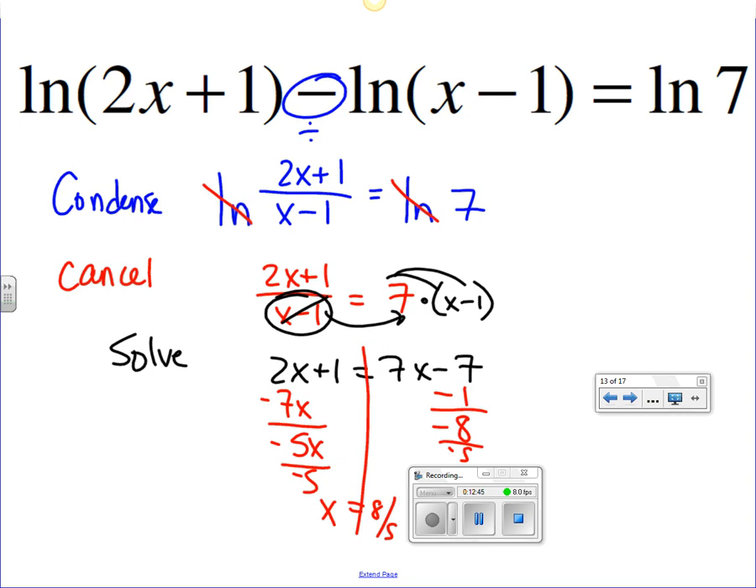All right, when you plug that back in, 8 over 5 times 2 plus 1 is not going to give you a negative, and 8 over 5 minus 1 is not going to give you a negative either. So you are good to go.